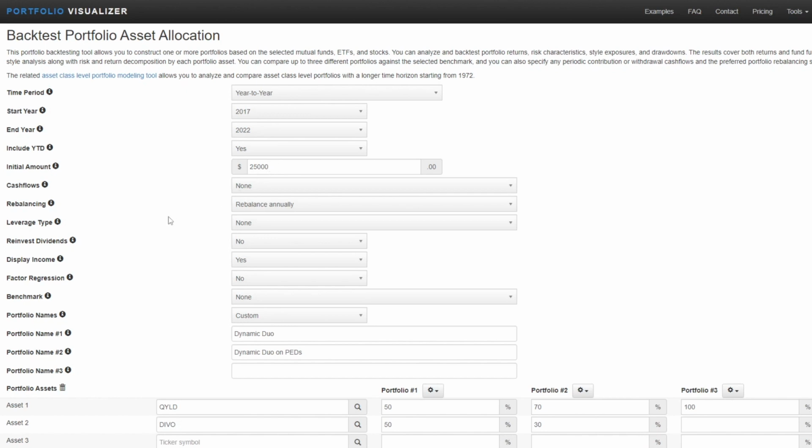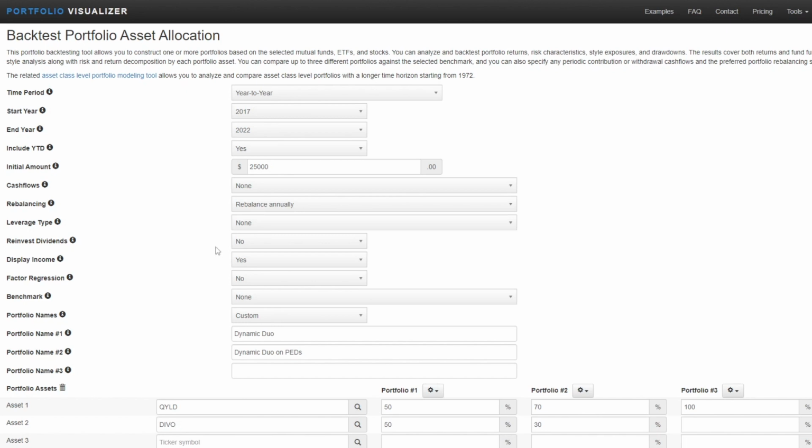Now, rebalancing, we are going to rebalance annually, which means we're going to take advantage of the fact that we want to keep the same percentages of each one. So, for instance, if our QYLD is decaying and our DIVO is growing, we're going to sell some DIVO annually to buy some more shares of QYLD.